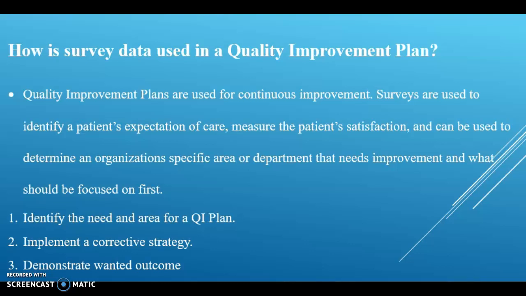But how is that survey data used in quality improvement? Well, quality improvement plans are used for continuous improvement. Surveys are used to identify a patient's experience of care, measure the patient's satisfaction, and can be used to determine the organization's specific area or department that needs improvement and what should be focused on. So you can identify the need in the area of that QI plan. By these surveys, you can implement a corrective strategy and demonstrate the wanted outcome.